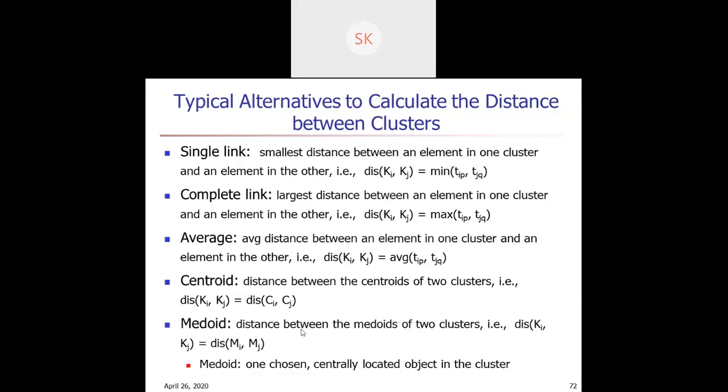Next is medoid. Medoid is what? That is the distance between the medoids of the two clusters. Okay. Medoid is one chosen centrally located object in the cluster, which is at max at the center. We are taking that object from each cluster and measuring the distance between them. That is what the medoid is. So that is a centrally located object in the cluster. So distance between the medoids of two clusters, that is distance of Ki, Kj is equal to distance between the medoid of the i cluster and medoid of the j cluster.